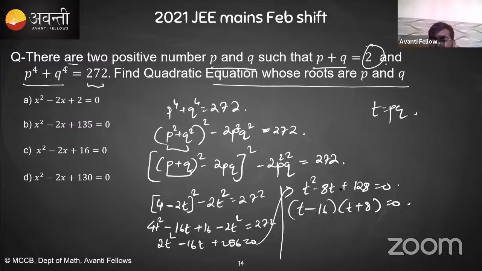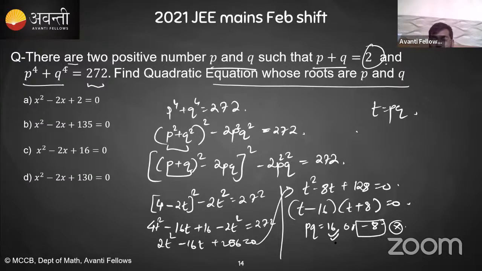So from here you get the value of PQ as 16 or minus 8, right? So we have to reject this value and take 16 as the product of P and Q, because P and Q are two positive numbers. It is given in the question. So the product cannot be negative. Hence the product is 16.